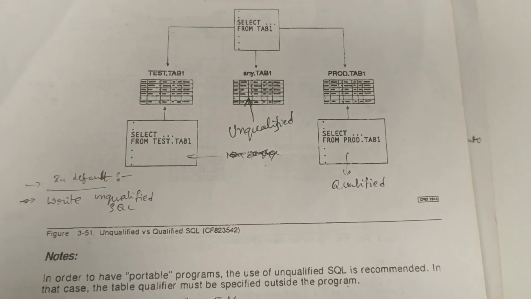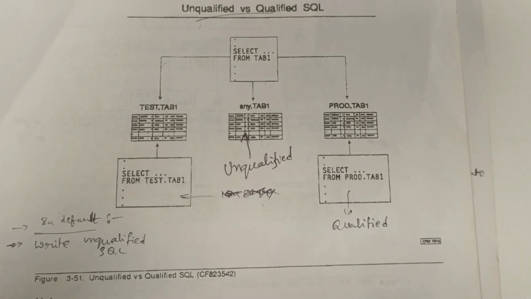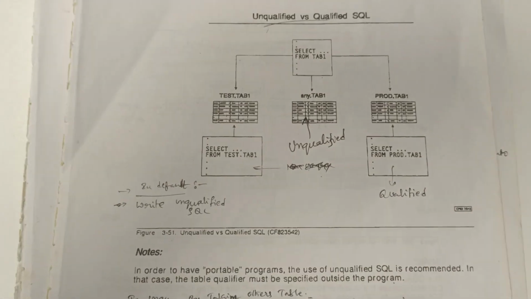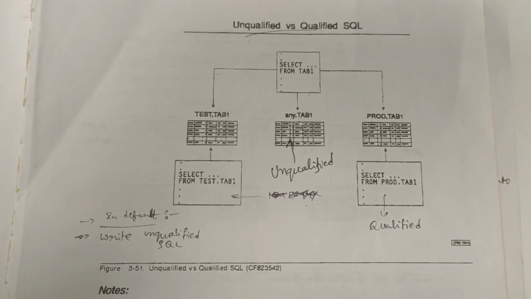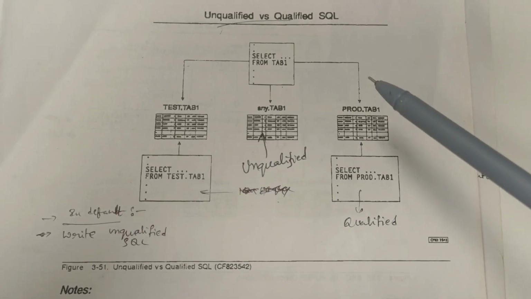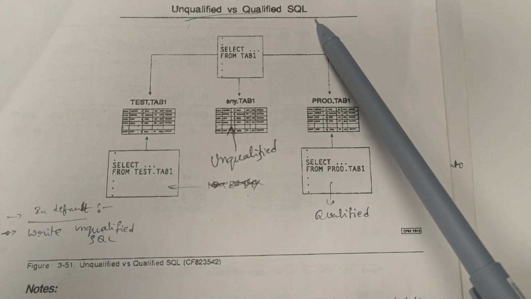Yeah, hi friends. In today's chapter, we'll discuss what the bind parameter is and how we can decide what bind option we have to use while doing DB2 program binding. Before that, we should know what unqualified and qualified SQL are.